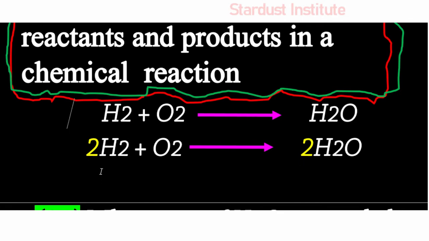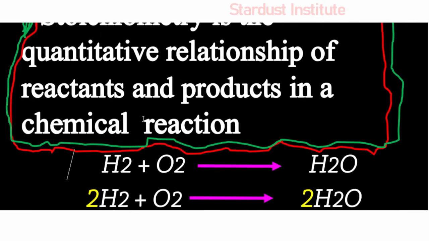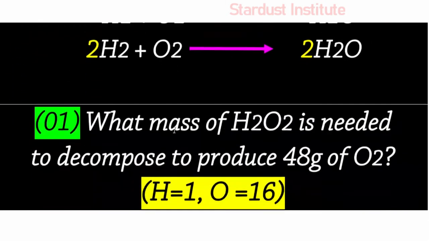On the left hand side 2 times 2, 4 hydrogens. On the right hand side 2 times 2, 4 hydrogens. On the left hand side 2 oxygens. On the right hand side 2 oxygens. Now let's solve problems. You can get some knowledge about quantitative relationship of reactants and products now. Let's go to problems.